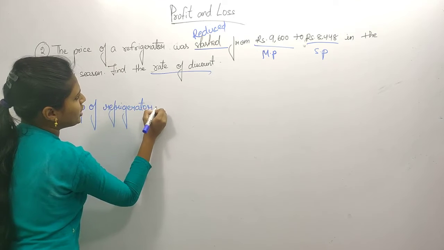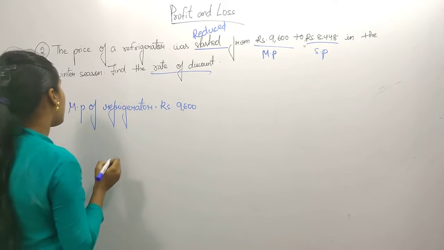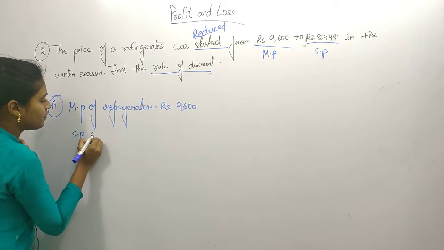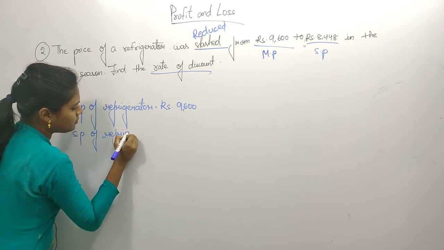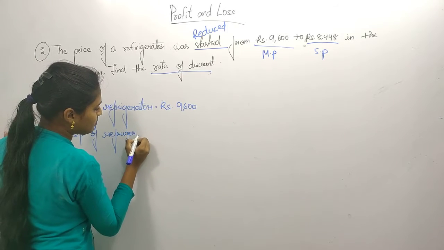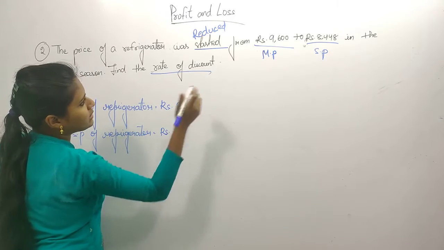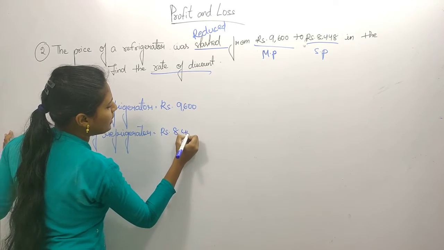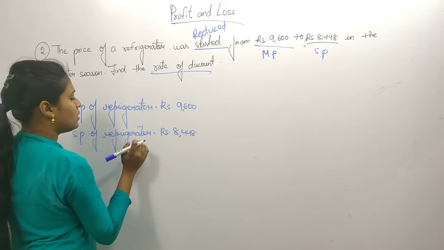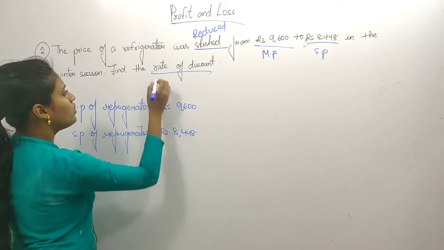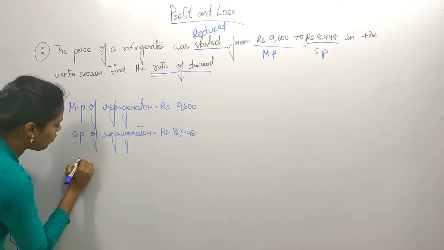How much is given in the question? Rupees 9600. And the selling price of the refrigerator costs how much? Rupees 8448. Okay, the market price we wrote out. The selling price you have to find, we already wrote out. What was he told to find out? The rate of discount we have to find out. Rate of discount is equal to what?